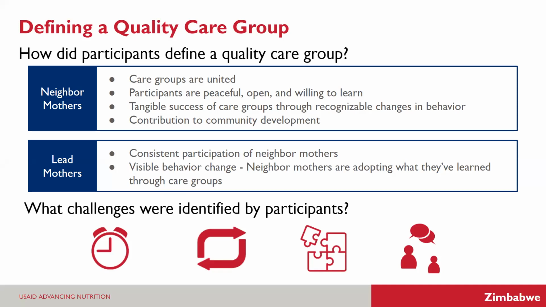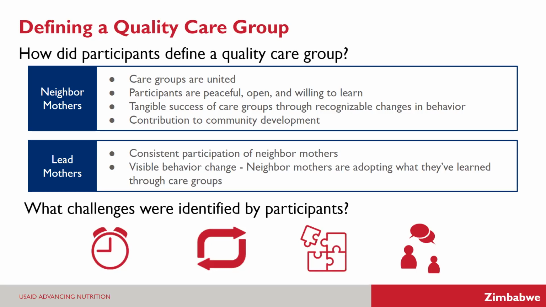So in terms of defining a quality care group in Zimbabwe, across the communities, we heard that a quality care group is united, with members who are peaceful and open to learning. It's a group that has tangible success, both at the community level and at the household level. Lead Mothers built on this, sharing that a quality care group contains members who consistently and actively participate during meetings and who can visibly demonstrate changes based on what they're learning in the care group.